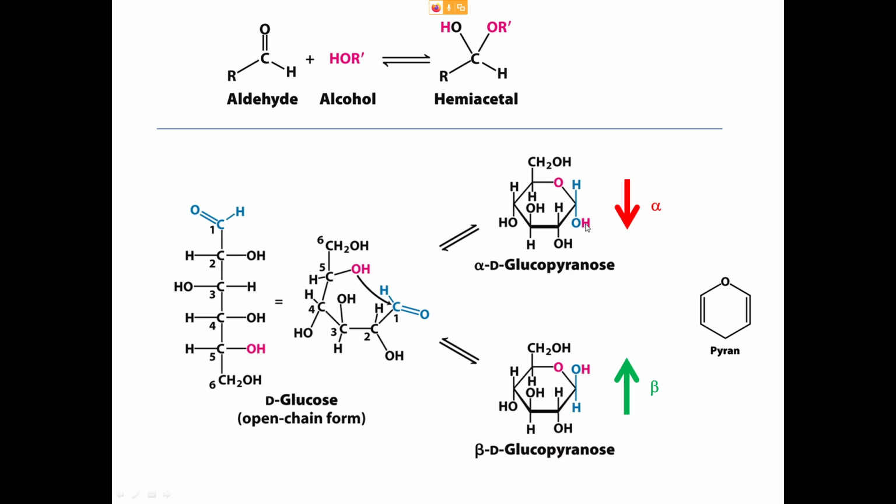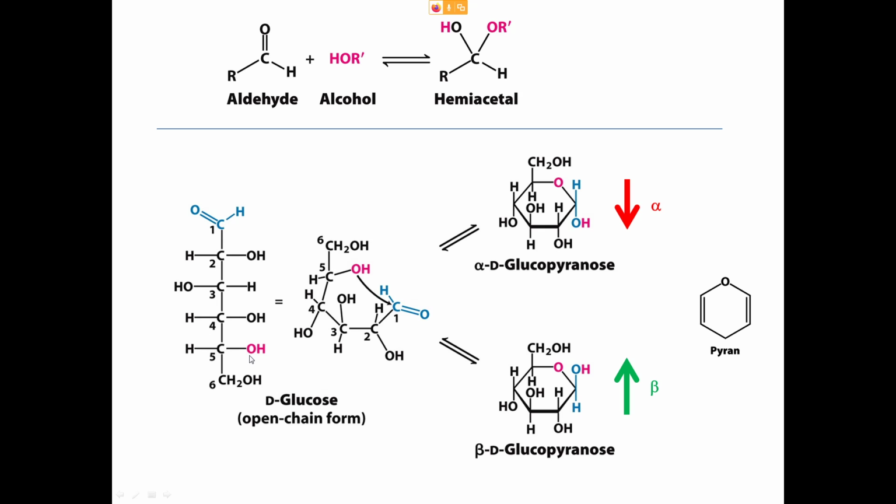It could be pointed down, we'll call it alpha. Could be pointed up, we'll call it beta. Both of these are still glucose because they still have the same arrangement. Carbon number 2, 3, 4, and 5 were right, left, right, right. It's still right, left, right, right. And what do I mean by that in this ring form? How do you know it's right or left? It looks like it's up and down.